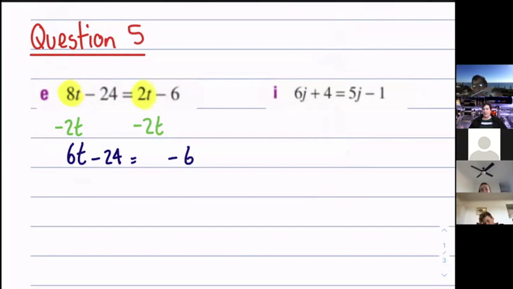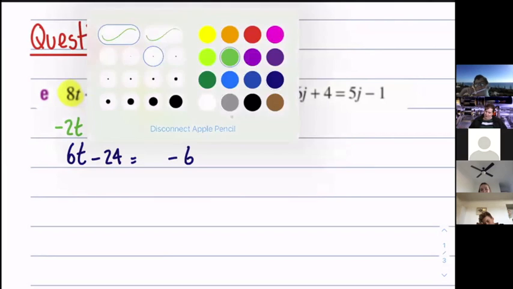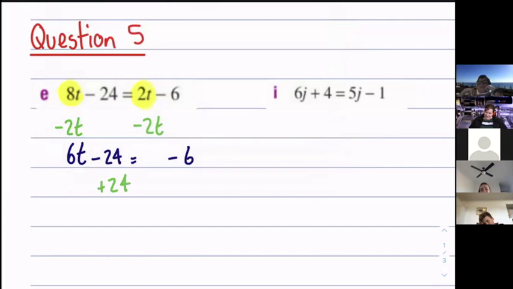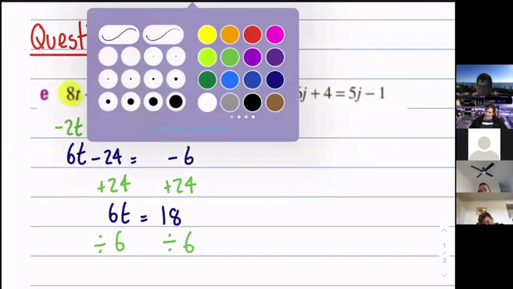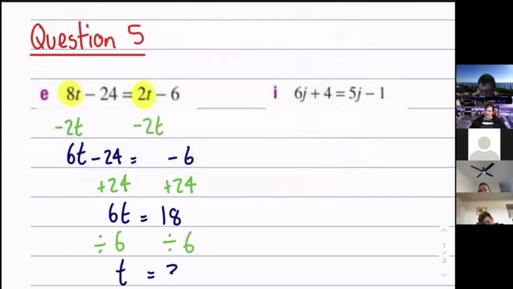And now we deal with it like normal. We're going to plus 24. So we end up with 6t equals negative 6 plus 24, 18. And we're going to divide by 6. So 18 divided by 6 is 3.